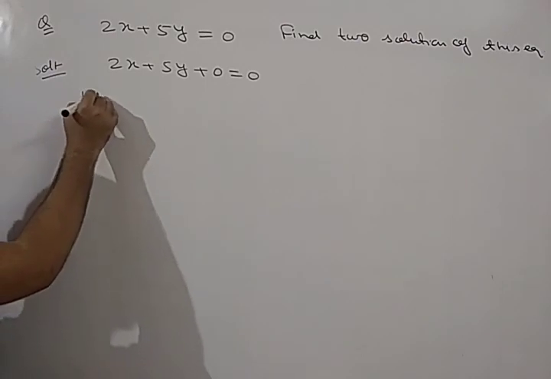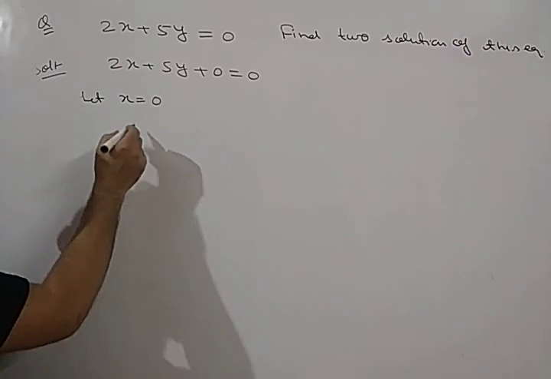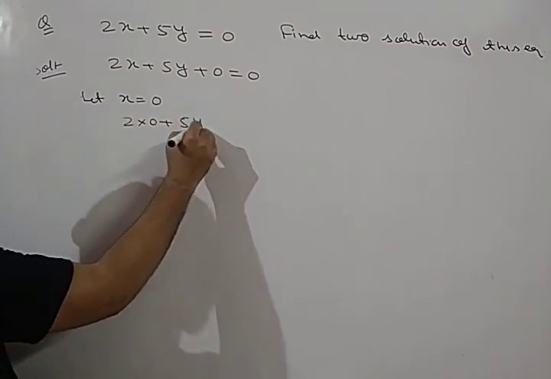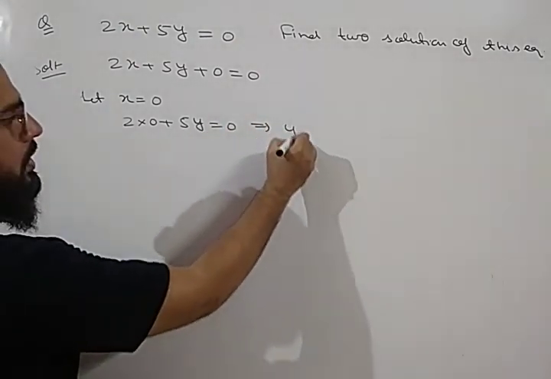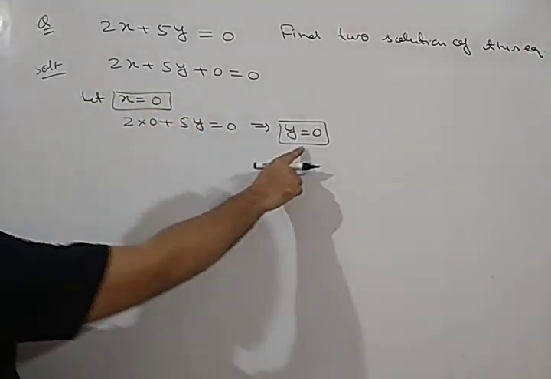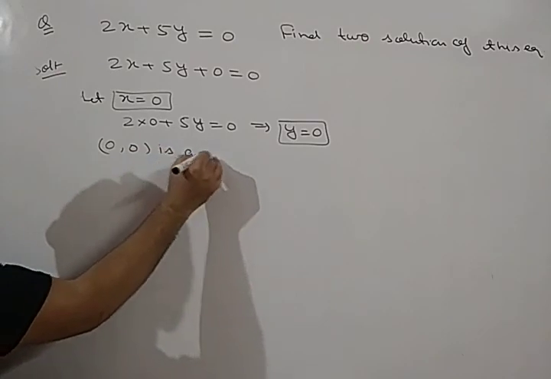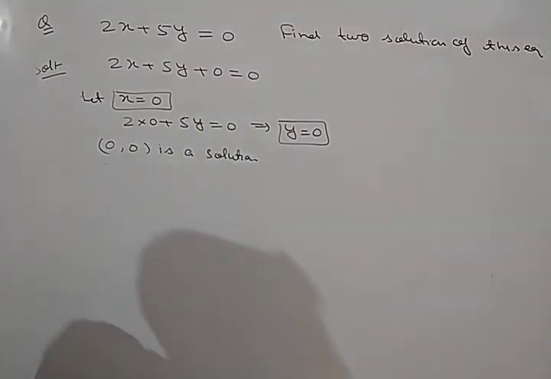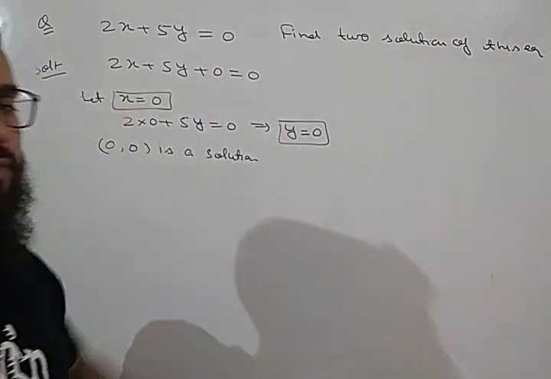So first we will take, let x equal to 0. So when x equal to 0, then we will get the equation 2 into 0 plus 5y equals to 0. Then this is 0, 5y equal to 0. So the value of y will also be 0. So at x equal to 0, y is also 0. It means (0, 0) is a solution. This is the first ordered pair. So (0, 0) is the solution of this equation.